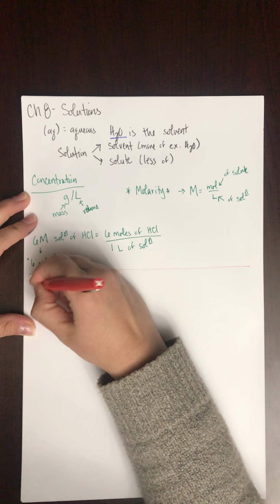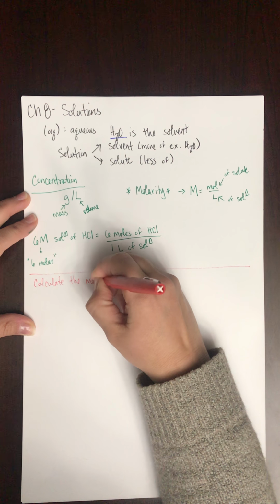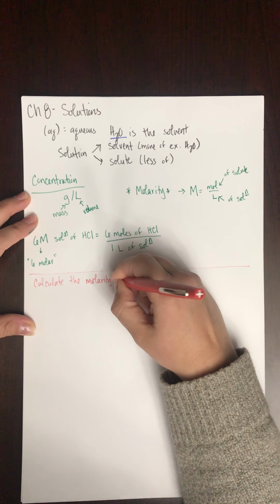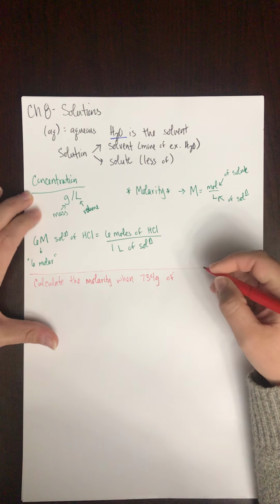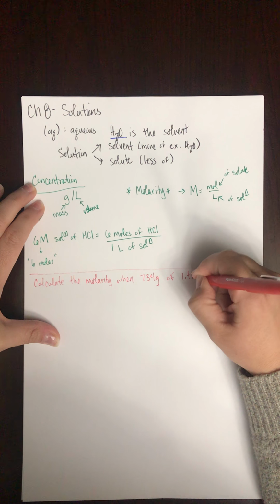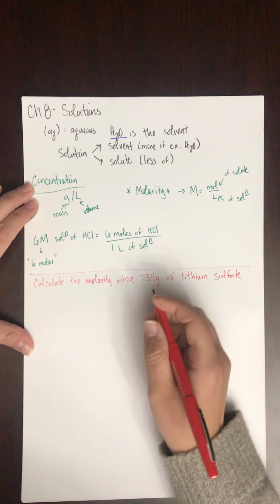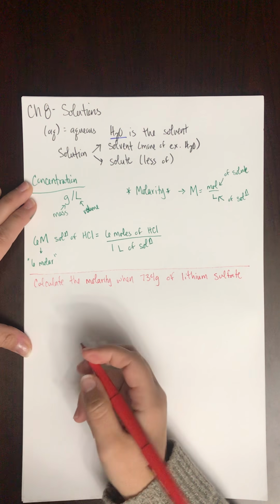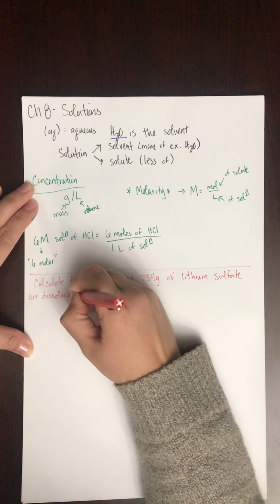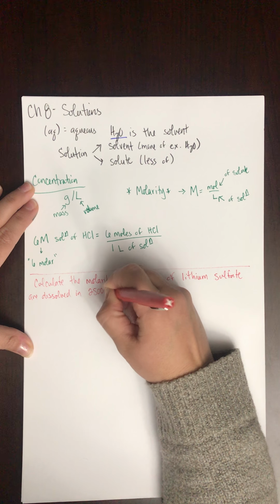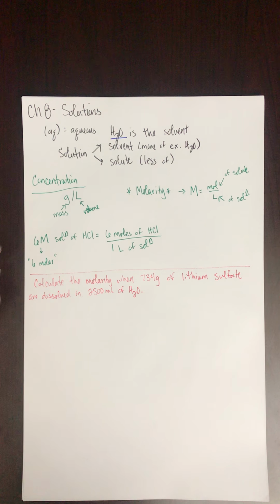This says calculate the molarity when 734 grams of lithium sulfate are dissolved in 2,500 milliliters of water. Okay, so we're calculating molarity.